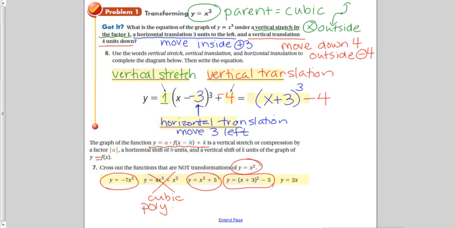This one's also a transformation. It's a U shape, moved 3 to the left and down 5. The last one, y equals 2x, is a transformation, but it's a linear. It's a line, so it's a transformation of a line, which means it's not from the same parent function.